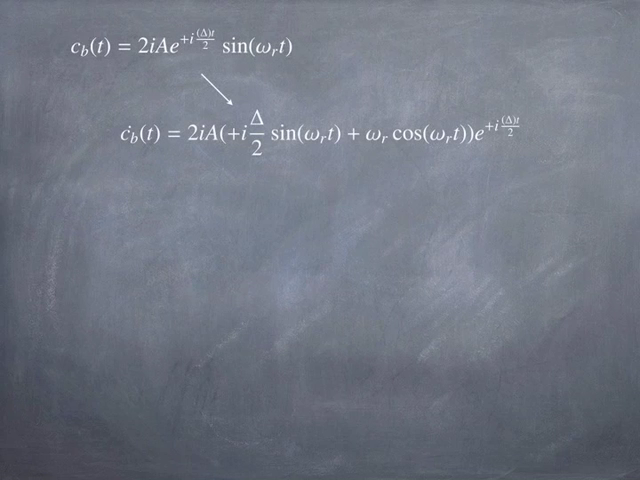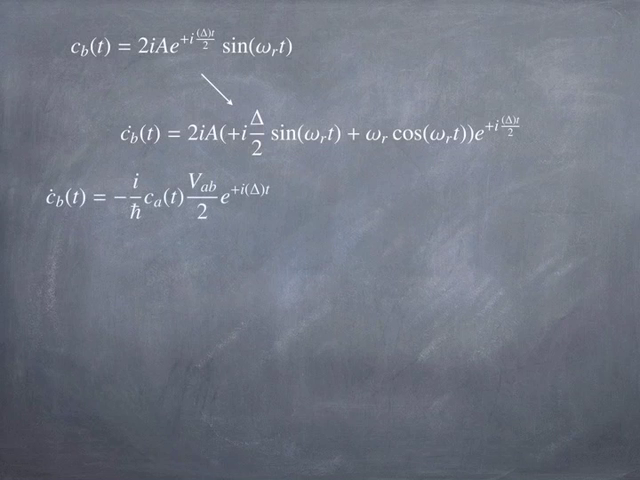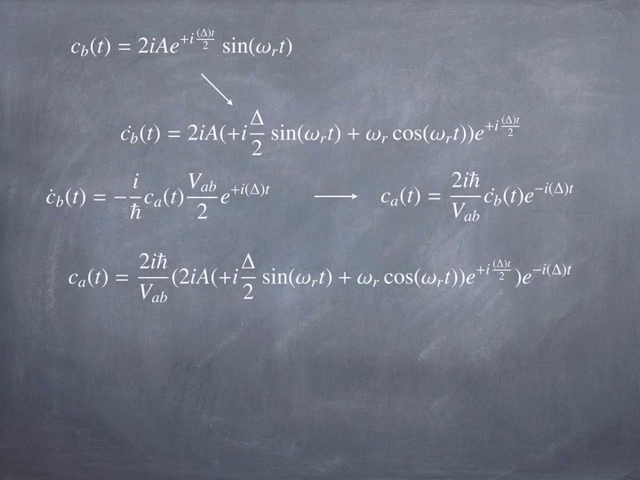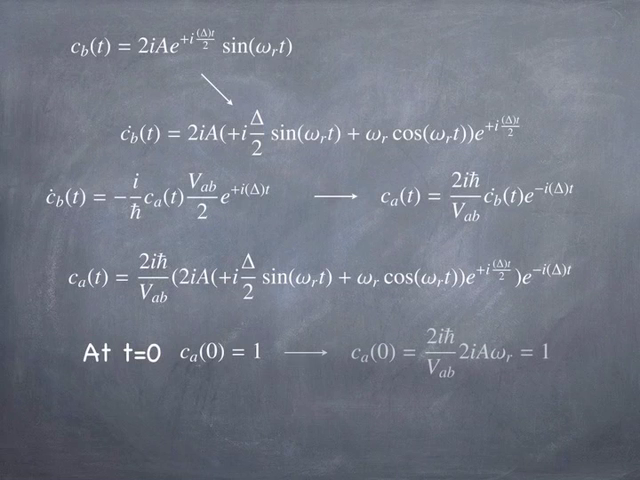and figure out what CB dot is. Remember that CB dot was also related to CA, so I can use this to find CA. If I solve for CA, I get this hideous looking expression, but remember that at t equals 0, CA was supposed to be 1. So I can demand that when I put t equals 0 in here, CA is 1, and that tells me that all that junk has to be 1, which gives me an expression for A.